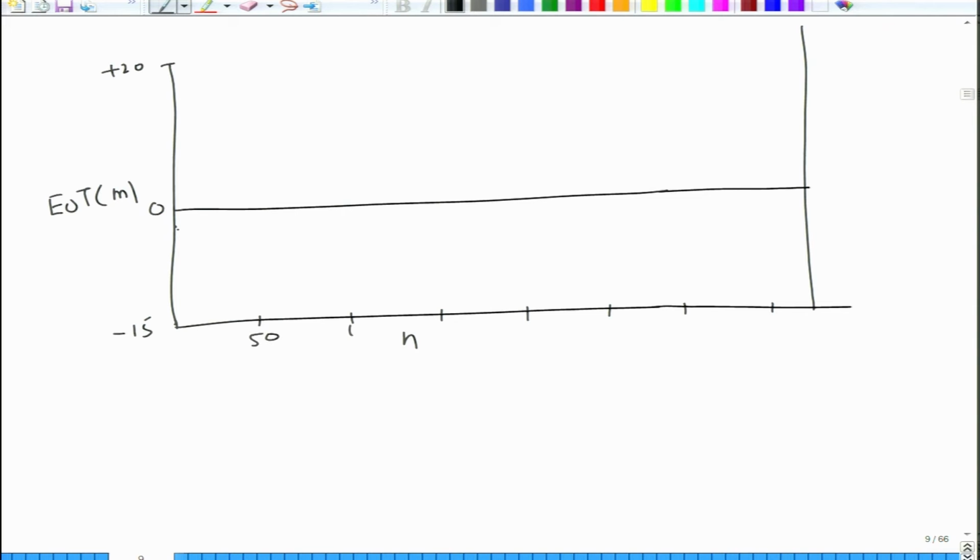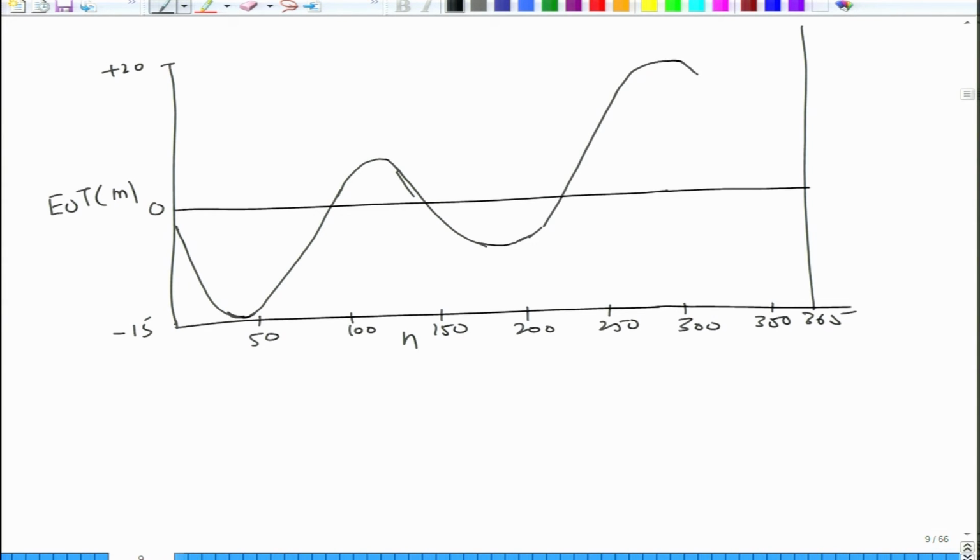So this is 50, 100, 150, and this is 365, okay. So it will go as something like that, and then it will go to certain values between this, and then about 200 it will show a minima, then again at 300 it will show sort of a maxima, and then come to certain values. Exact values you can calculate by putting in the formula, but this is the variation it will show.